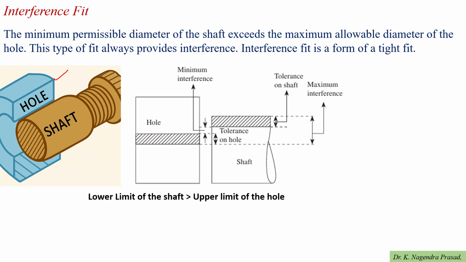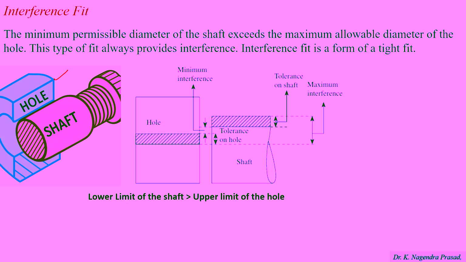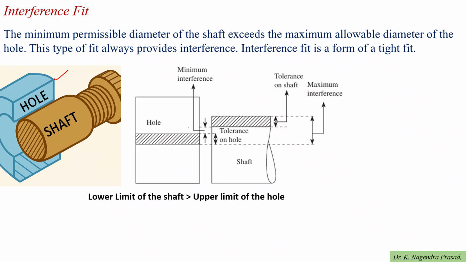So the condition of the interference fit is that the lower limit of the shaft should be greater than the upper limit of the hole. So this is the lower limit of the shaft, and this is the upper limit of the hole. This is the condition for the interference fit.